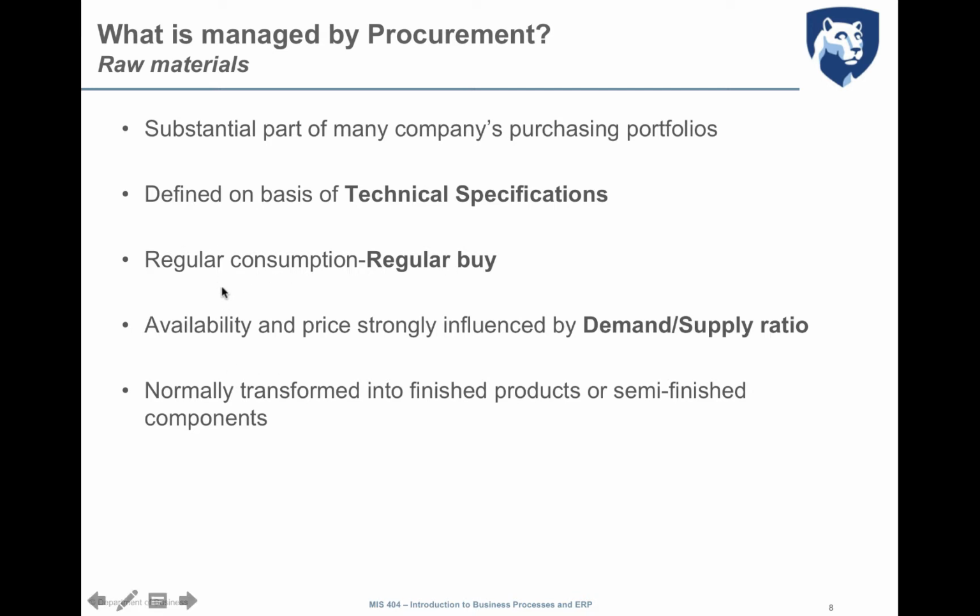They are regularly consumed by the production activities, so they are usually regularly bought by a company, and of course their availability and their price is strongly influenced by the demand-supply ratio. So the higher the demand, the higher the price, and of course according to the characteristics of the demand, the supply market for raw materials will be organized accordingly. Raw materials are included in the production process of the organization and transformed into finished products or semi-finished components.